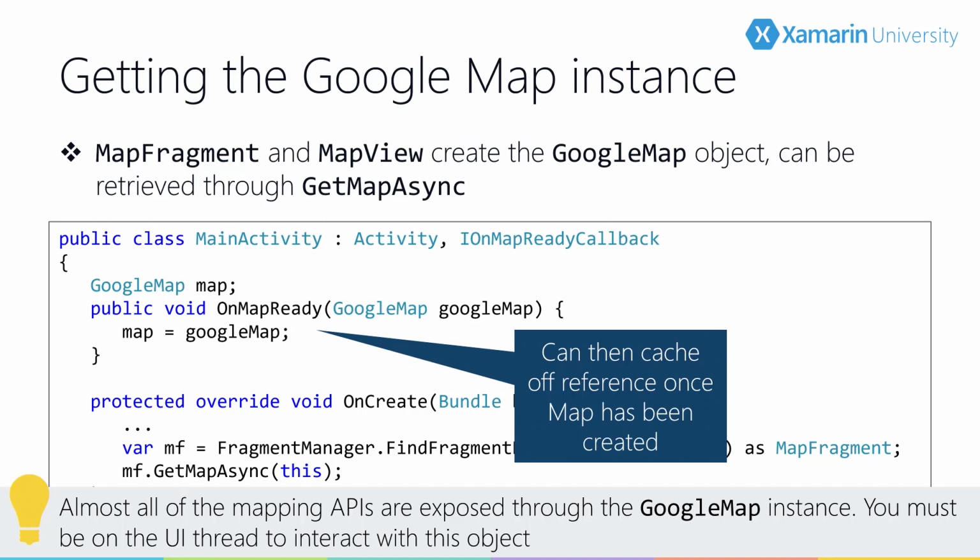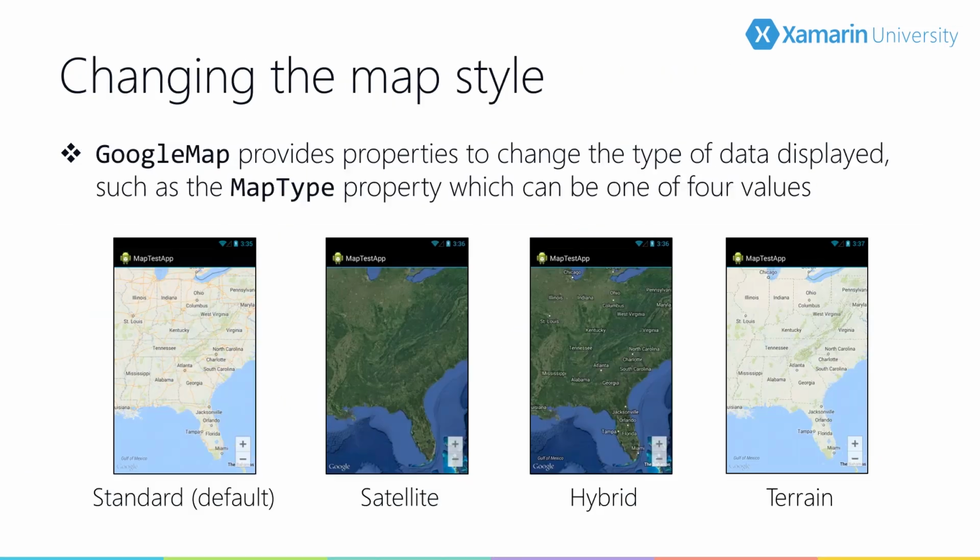So let's talk about some of the properties that you can use to customize the map experience. Google Maps supports 4 different map types: normal, satellite, hybrid, and terrain. These are set through the MapType property.